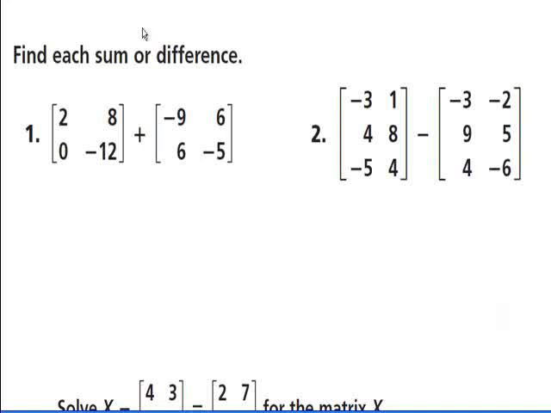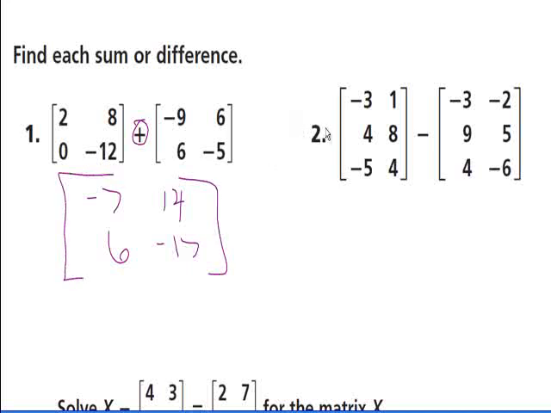So we're just going to do a little practice here, find the sum or difference. So here we are talking about the sum. So 2 plus negative 9 is negative 7. 8 plus 6 is 14. 0 plus 6 is 6. Negative 12 plus negative 5 is negative 17. So that's my final 2 by 2 answer.